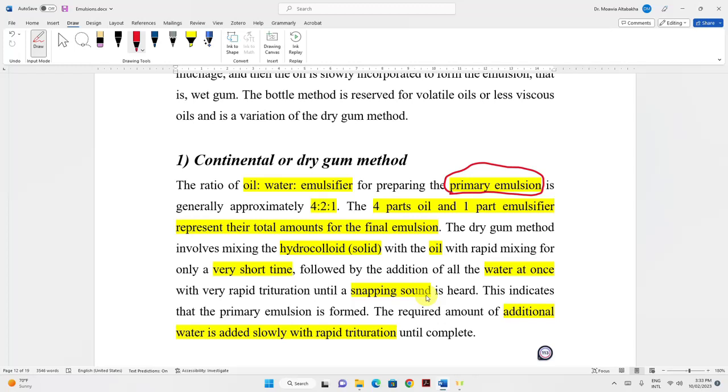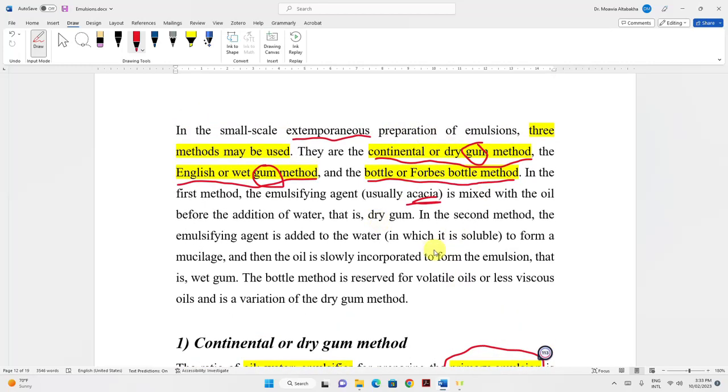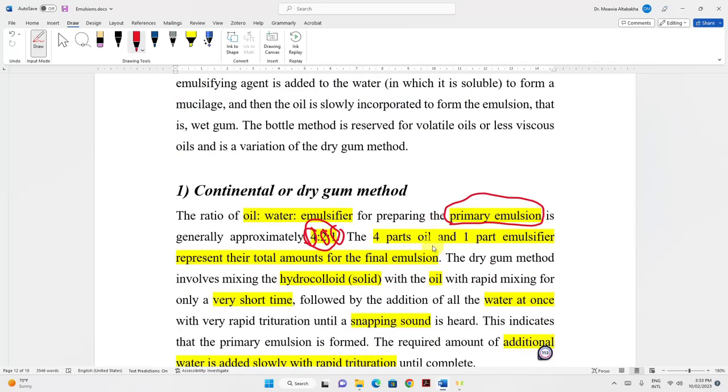For the starting emulsion, the ratio of oil to water to surfactant is 4 to 2 to 1. In all three methods, usually the primary emulsion is first formed, and the ratio of oil to water to surfactant or emulsifying agent is 4 to 2 to 1.